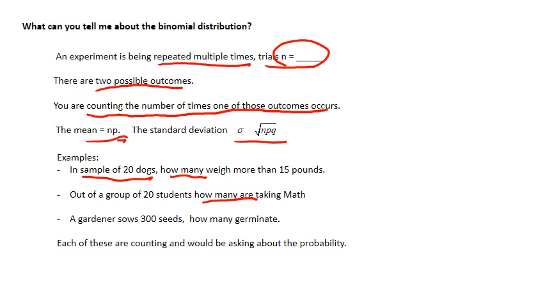Once again, each one of these can be looked at in terms of one of 2 outcomes. They weigh more or they don't weigh more. They're taking math or they're not taking math. They germinated, they did not germinate. Each of these are counting and would be asking about the probability of that many.